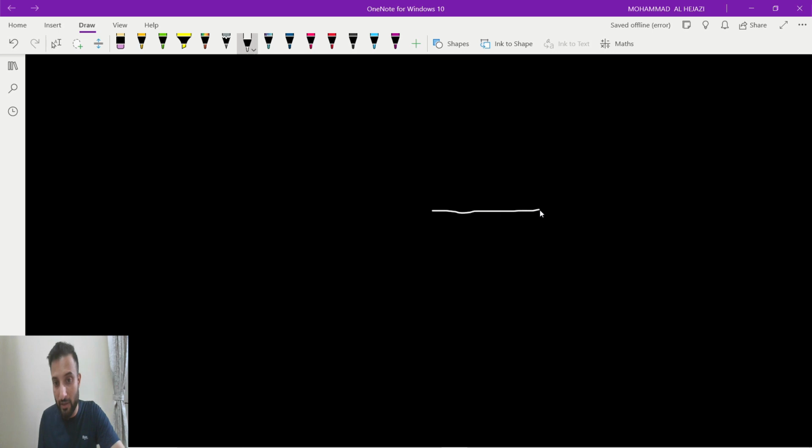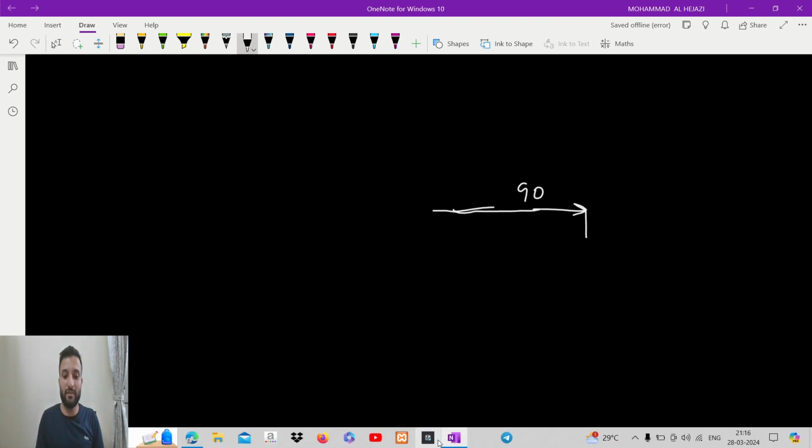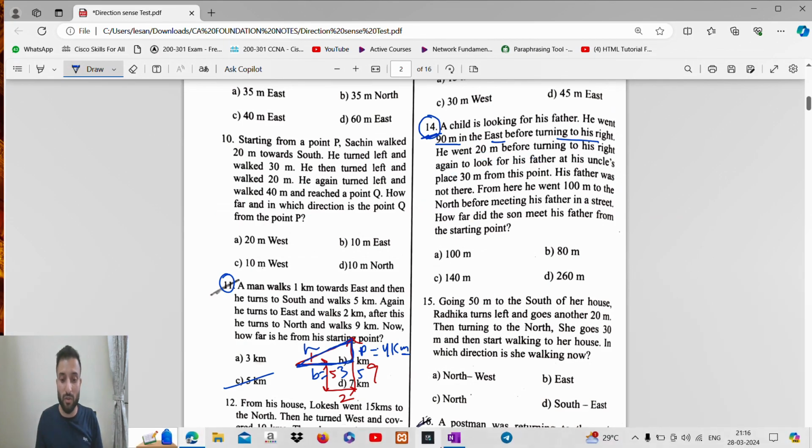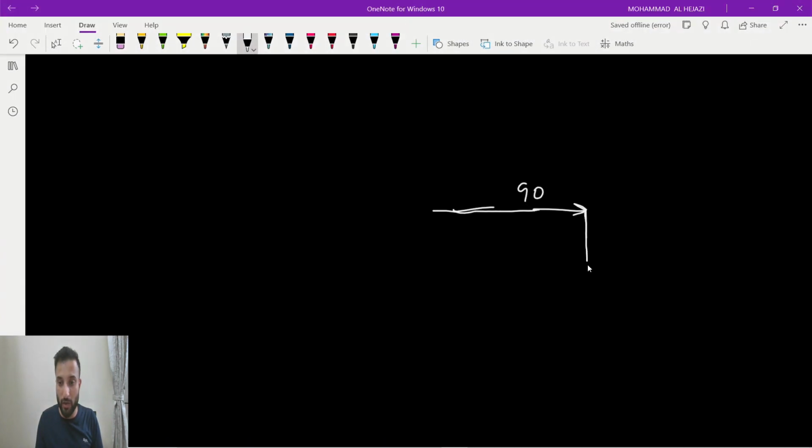Okay, so that's why he said that he went 90 meter in the east. Okay, he went 90 meter in the east before turning to his right, means after that where he will turn? He will turn towards right side. Then he told he went 20 meter before turning to his right. Again he went from here 20 meter before turning to his right, means again he will turn right side.